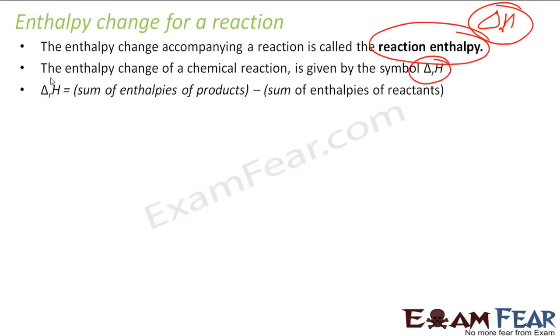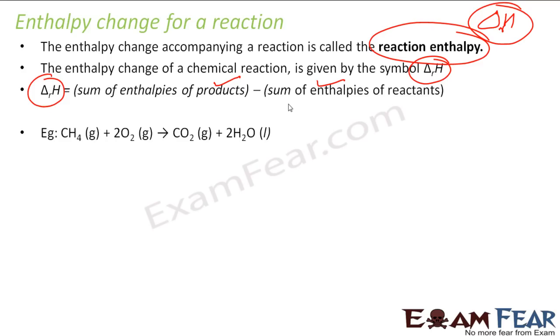If you want to find the delta H R, the enthalpy of reaction, you find the sum of enthalpy of products and subtract the sum of enthalpy of reactants. What you get is the enthalpy change for a reaction. Right? You find the enthalpy of products, you find the enthalpy of reactants, just subtract them, you get the enthalpy of the reaction. A typical example can be, this is my reaction.